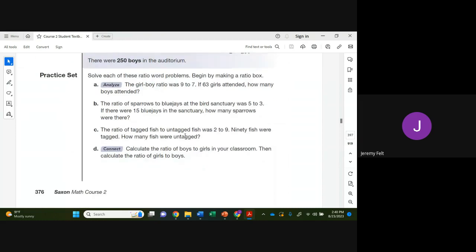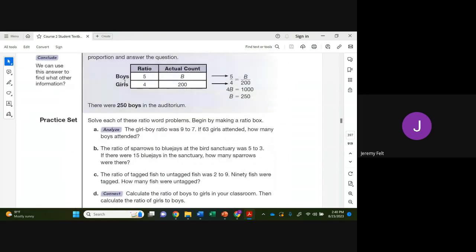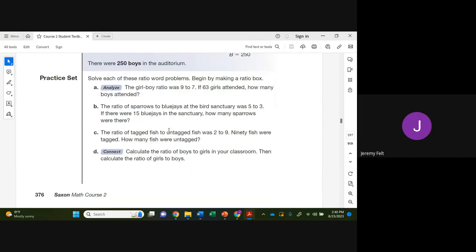Okay, we'll do these examples. So just set up your ratio box with the two things you're comparing: carrots to celery, boys to girls, students who ride the bus to students who don't ride the bus, whatever it is. And then your ratio and your actual count, fill in whatever numbers you're given, and then cross multiply and divide.